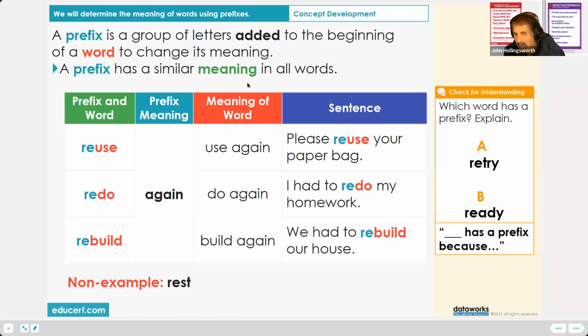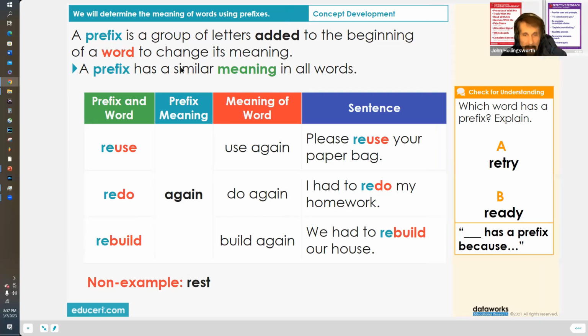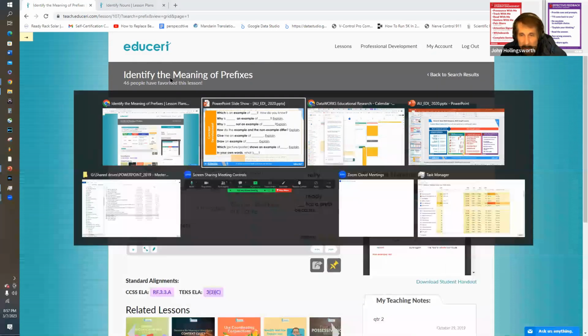So why is B not a word with a prefix? Anyway, use that sometime if you need that. All right. So now let's go back and look at what we were just doing.